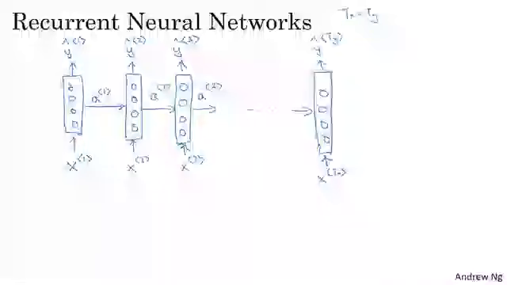And to kick off the whole thing, we'll also have some made-up activation at time 0. This is usually the vector of zeros. Some researchers will initialize a0 randomly. You have other ways to initialize a0, but really having a vector of zeros as the fake time 0 activation is the most common choice. And so that gets input to the neural network.